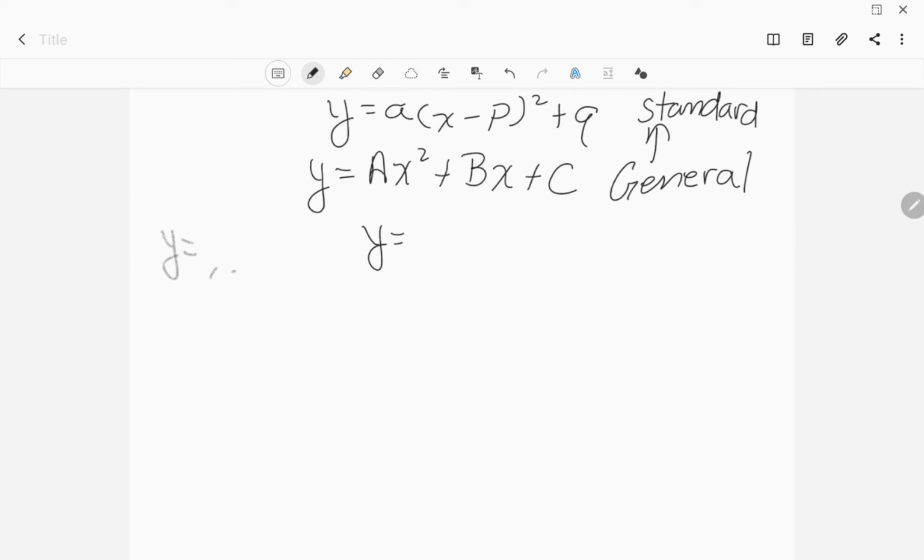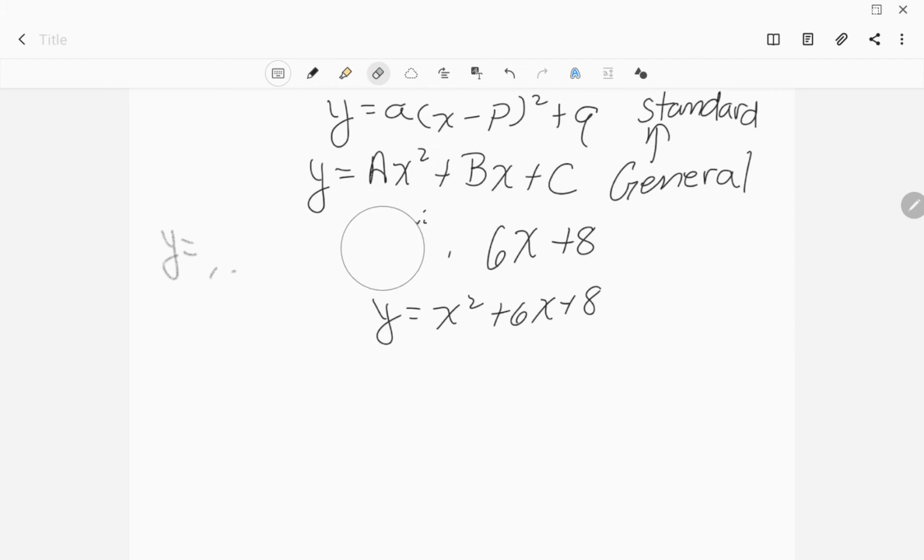Y is equal to x squared plus 6x plus 8. So let me write that down here. Y is equal to x squared plus 6x plus 8. That is in general form, because it's got that ax squared plus bx plus c thing.